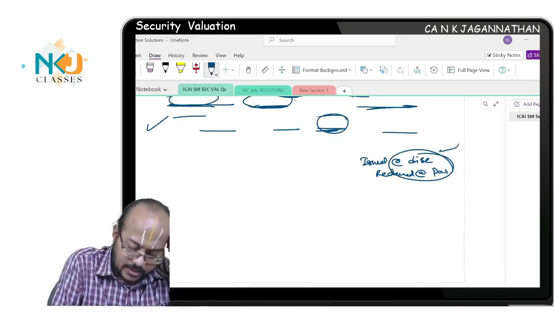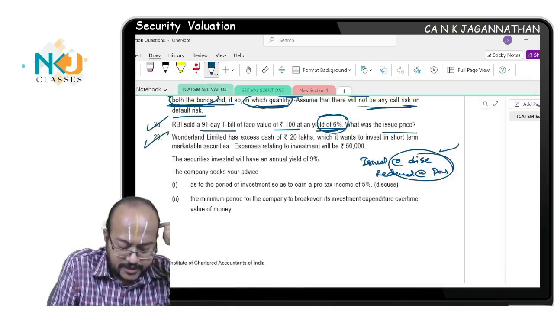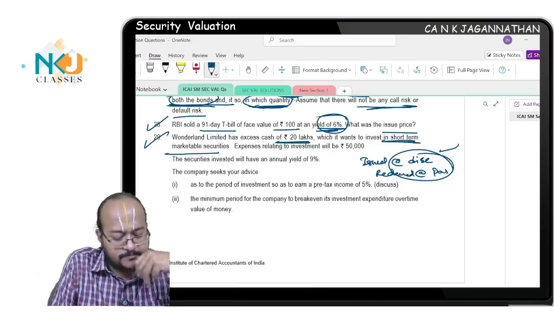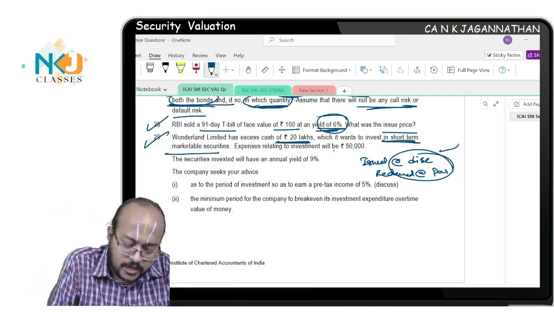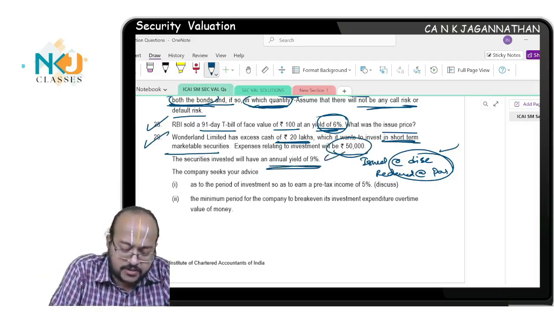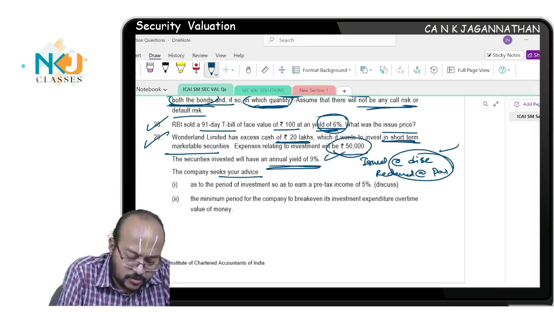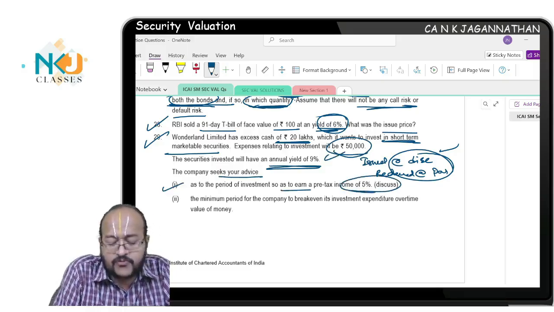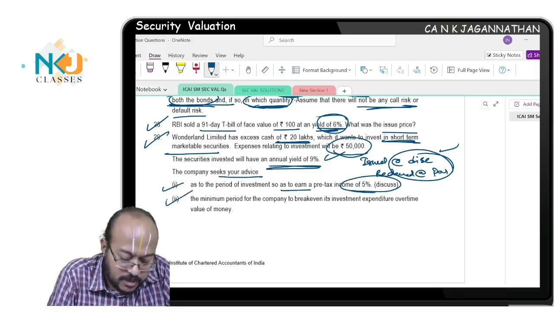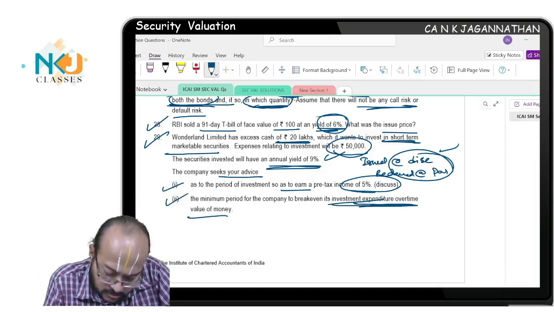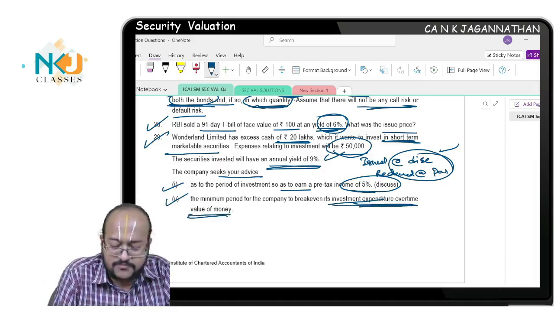Next, question number 29. Wonderland Limited has excess cash of 20 lakhs, which it wants to invest in short-term marketable securities. Expenses relating to investment will be 50,000. The securities investment will have an annual yield, straight away given as 9%, no ambiguity. The company seeks your advice as to the period of investment so as to earn a pre-tax income of 5%, and the minimum period to break even its investment expenditure over time value of money. Okay, no issue.